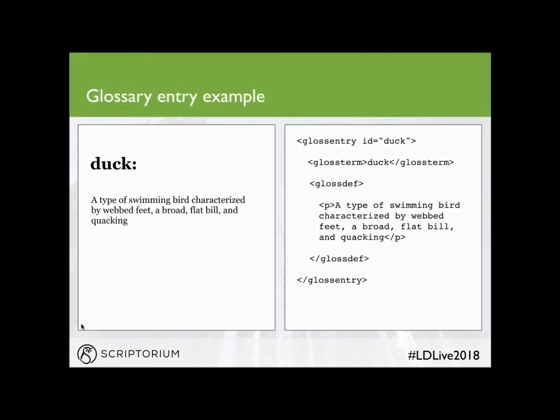Here's an example of a glossary term and definition. We're defining the word duck. And if we look at the content over on the right with DITA tags, we can see the gloss entry element containing that entire glossary entry topic. Then we have gloss term, which is the element that contains our term duck. And then we have gloss def, which is our element that contains the definition for duck.